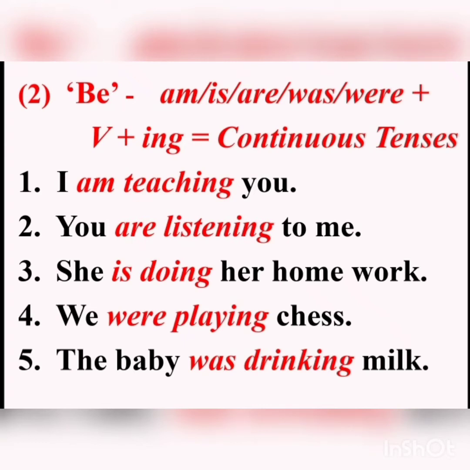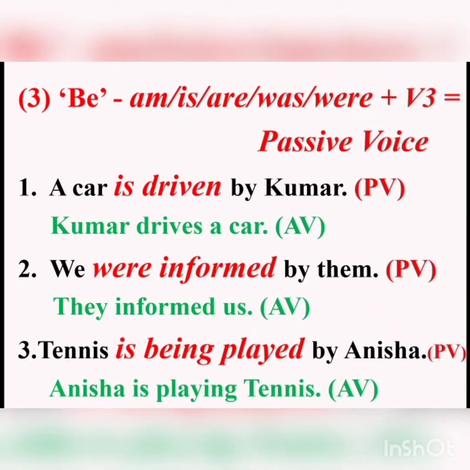You are listening to me. You is a subject. Second person singular and plural are the same. So we have to use always are. You are listening to me forms present continuous tense. She is doing her homework. Third person singular, so we have used is. We were playing chess. Here this is given in past continuous tense. The baby was drinking milk. This is also in the past continuous.